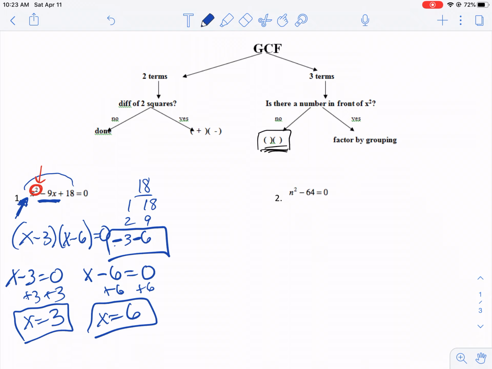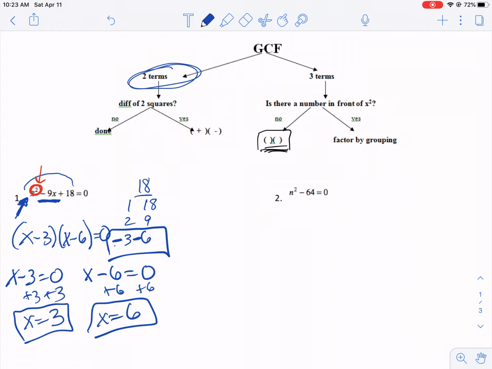All right, number 2. First step said make sure it's equal to 0. It is. Second step said factor completely. Well, at the top of the factoring diagram is GCF. I have 2 terms this time. I do not see anything that goes into both terms, so there's not a GCF that's going to help us.